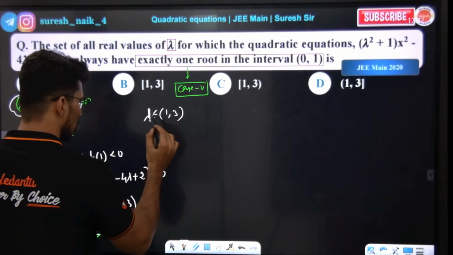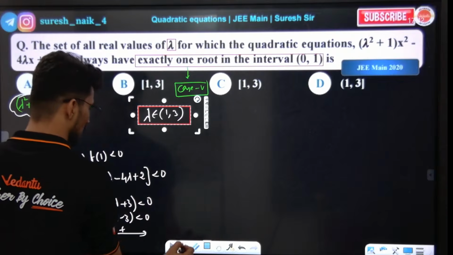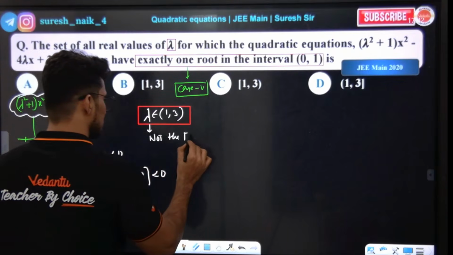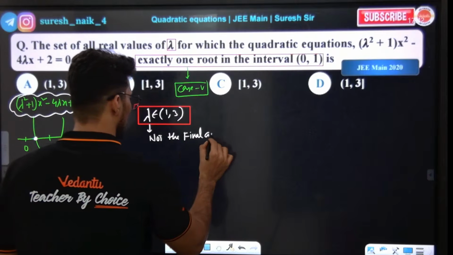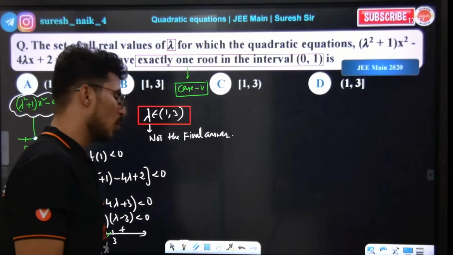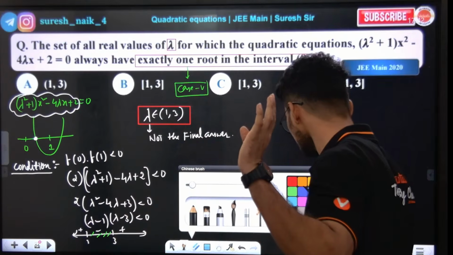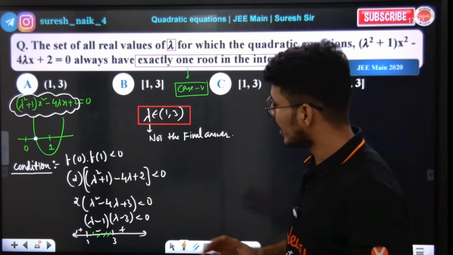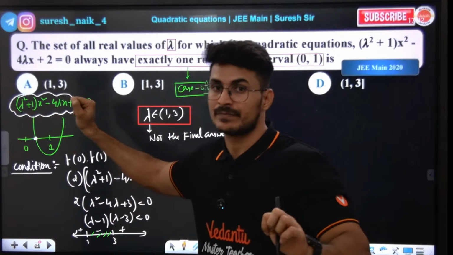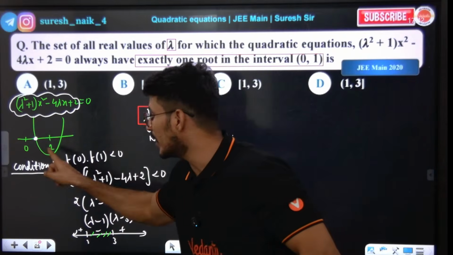But this is not going to be the final answer. Why is this not the final answer? I'll tell you. What is the question saying? Look carefully. Everybody should listen to the class carefully. What are they saying? Exactly one root of the quadratic lies between 0 and 1.